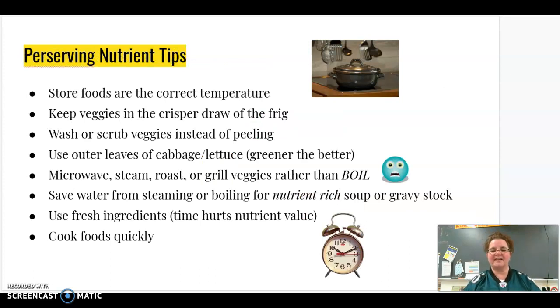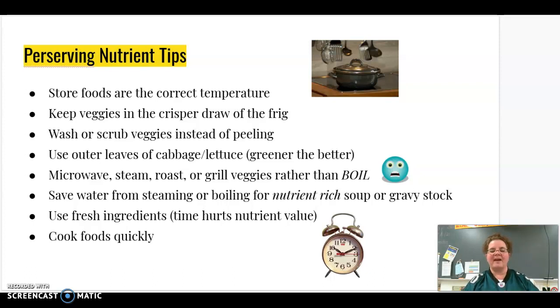Okay, so I have some preserving nutrient tips for you. You should always store foods at the correct temperature. If they should be in the fridge, put them in the fridge. If they should be room temperature, leave them at room temperature. Keep veggies in the crisper drawer of your fridge, because it has a certain type of humidity in there. Wash and scrub your veggies instead of peeling them, because most of your nutrients are in the skin of the vegetable or the fruit. Use the outer layers of the cabbage or lettuce, the greener the better, as long as they're not damaged, because that's where most of your nutrients are, not in the white part, the core in the middle.